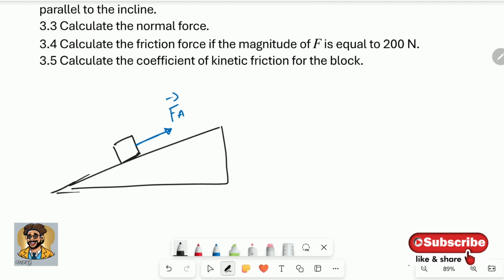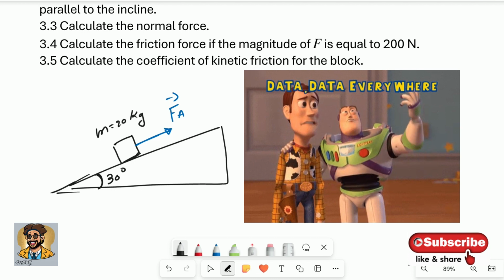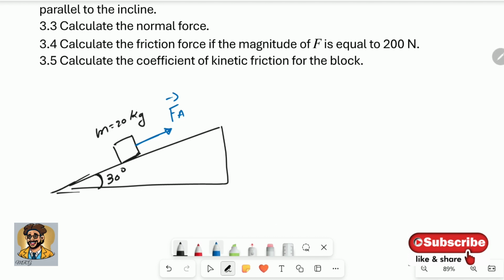You have that the object has a mass of 20 kilograms. We know that the surface has an angle of 30 degrees. This angle here is 30 degrees to the horizontal. And then you have the acceleration. So the object is moving upward. It's moving in that direction. I'm going to write moving. And the acceleration is equal to 2 meters per second square. That is given to us. Here is all the data.